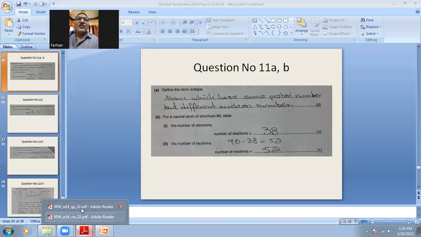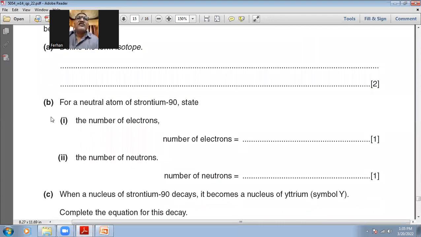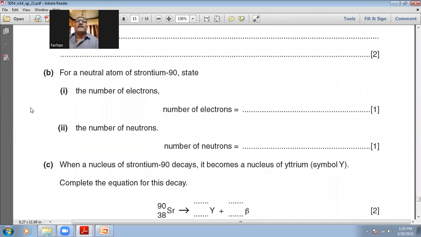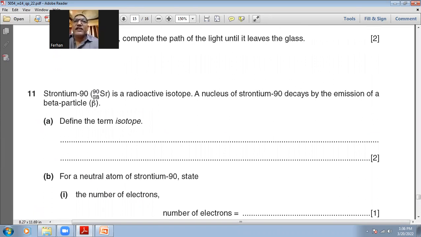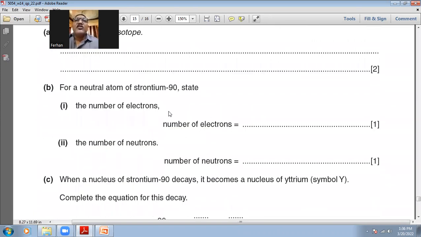Okay, so let's go to the next part. It says, for a neutral atom of strontium-90, state the number of electrons and the number of neutrons. You see, the strontium is 38, 90. So the number of electrons is 38. The number of electrons and number of protons are equal in a neutral atom, and the number of neutrons we can find by subtracting the proton number from the mass number, the nucleon number.